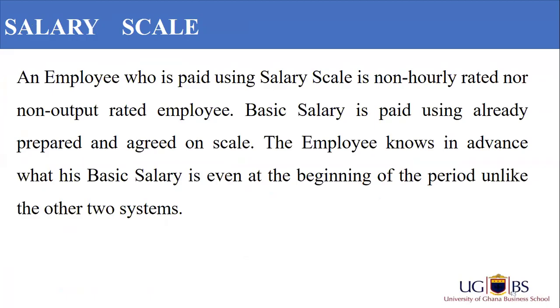So an employee who is paid using a salary scale is non-hourly rated, nor non-output rated. Basic salary is paid using an already prepared, agreed-on scale. I've explained this. The employee knows in advance what his basic salary is, even at the beginning of the period, unlike the other two. For the other two, they don't know how many hours they are going to work or how many they are going to produce. But for the salary, the person can even use his salary as a budget because he knows what he will be receiving.